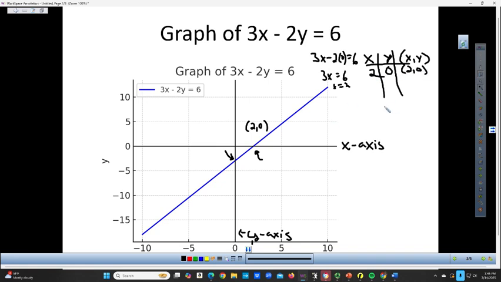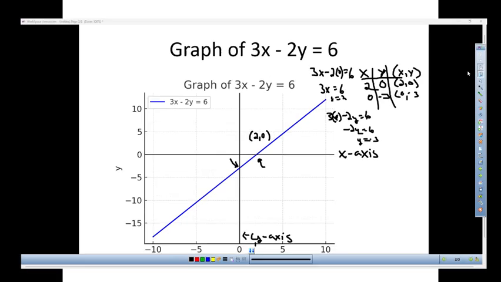And then for my y-intercept, now I make my x 0 so that I can figure out that intercept. So 3 times 0 minus 2y equals 6. So negative 2y equals 6. Divide both sides by negative 2, and I get y equals negative 3. And my y-intercept is now going to be 0, negative 3.